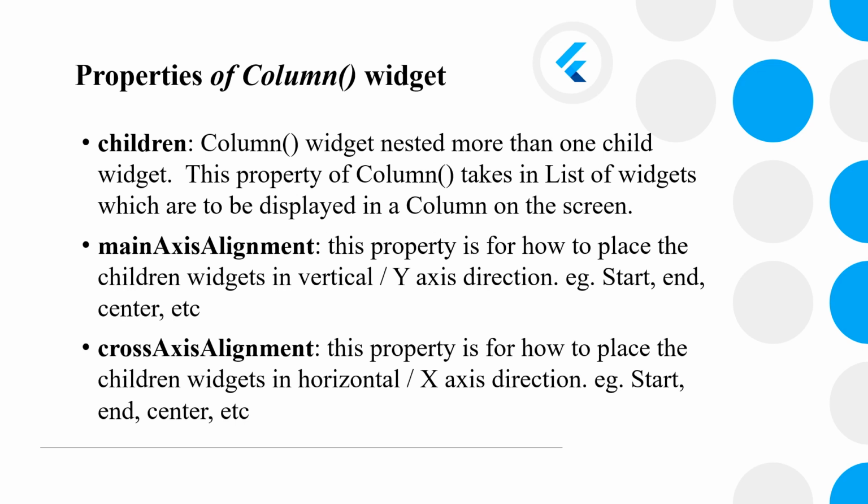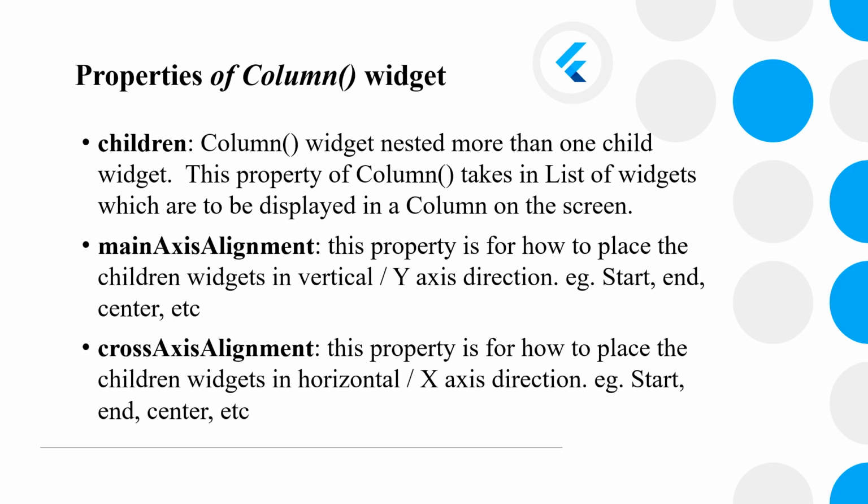So, common properties. First one is children. The column widget can nest more than one child widget. This property of the column takes a list of widgets which are to be displayed in a column on the screen. Main axis alignment is for how to place children widgets in the vertical or y-axis direction, for example, at the start, at the end or at the center.